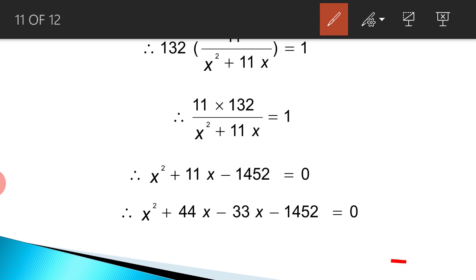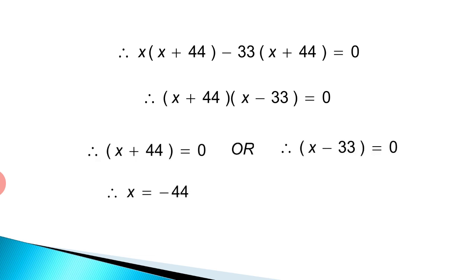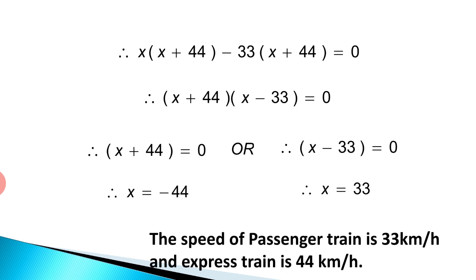Is it clear? Now factorizing this further, you get x into x plus 44 minus 33 into x plus 44. So x plus 44 into x minus 33 is equal to 0. Equating each one to 0, you get x is equal to minus 44, which is not possible because x here is the speed of the train, which cannot be negative. So x is equal to 33. That is the answer, and 33 is the speed of the passenger train. So the speed of the passenger train is 33 km per hour, and the express train is 11 more than 33, that is 44 km per hour.